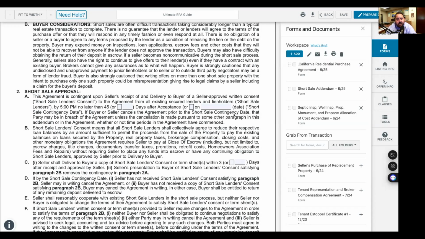They're just saying, look, at this sales price, all the lenders, all the lien holders that are on the property all agree that we're cool to take less than what we're owed and pay all these fees, and we'll wipe everything out. That's what the approval means. Okay. Seller shall deliver buyer a copy of short sale lender's consent or term sheet within 3 days after receipt and approval by seller. Seller presentation to buyer of short sale lender's consent satisfying 2B removes the contingency in paragraph 2A. Okay, so that's gone.